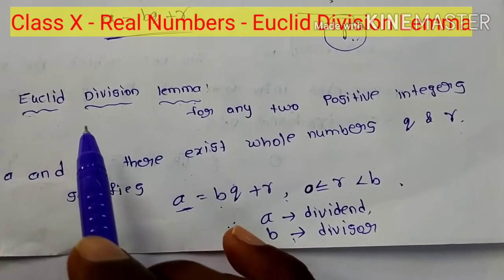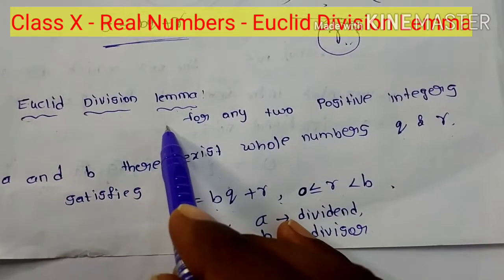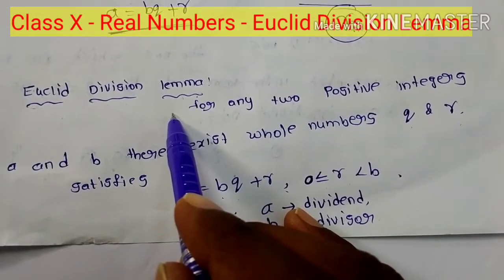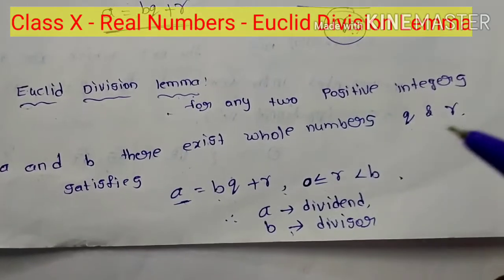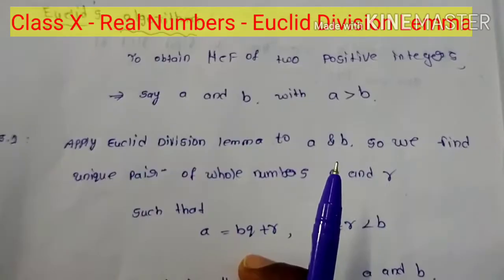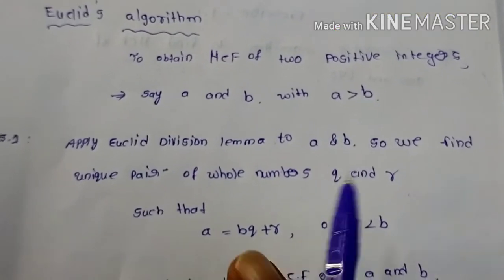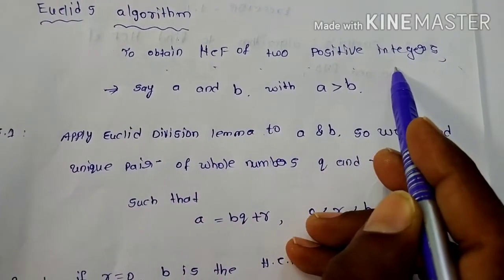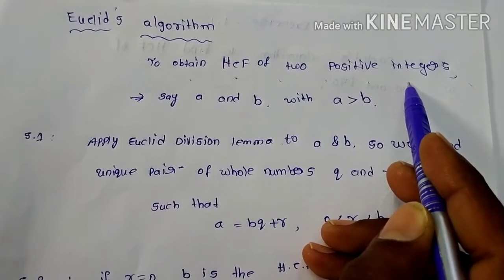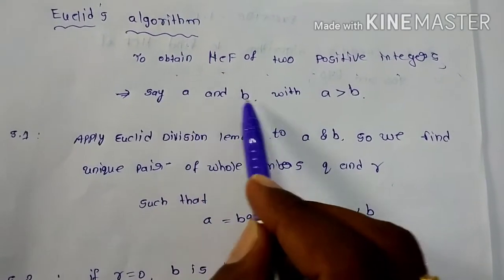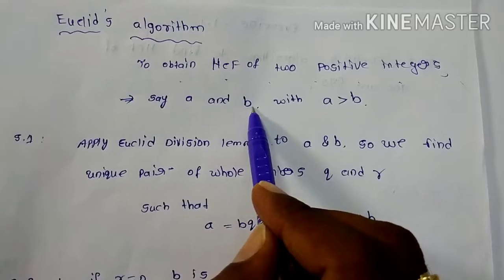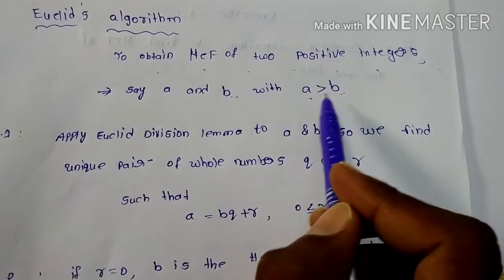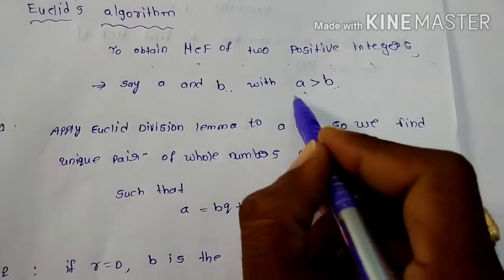Where can we use Euclid's division lemma? This will be used for finding the HCF, highest common factor. I will explain how it works. Now you can see here the Euclid algorithm. To obtain the HCF of two positive integers, we can use only two positive integers in this method, say a and b. First we have to take two numbers a and b. One condition applies here: a is greater than b. You can remember here a is greater than b.